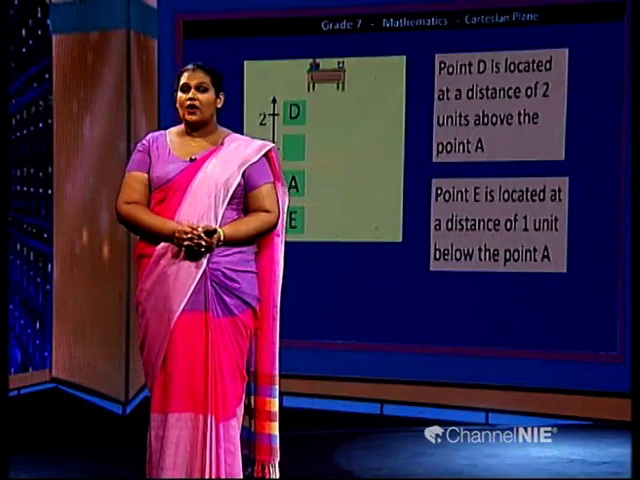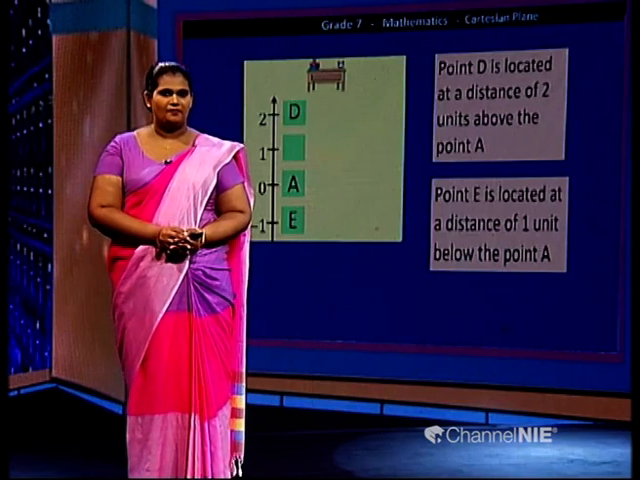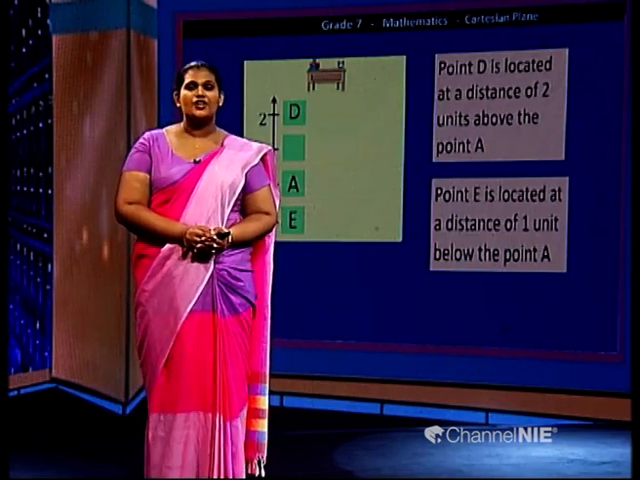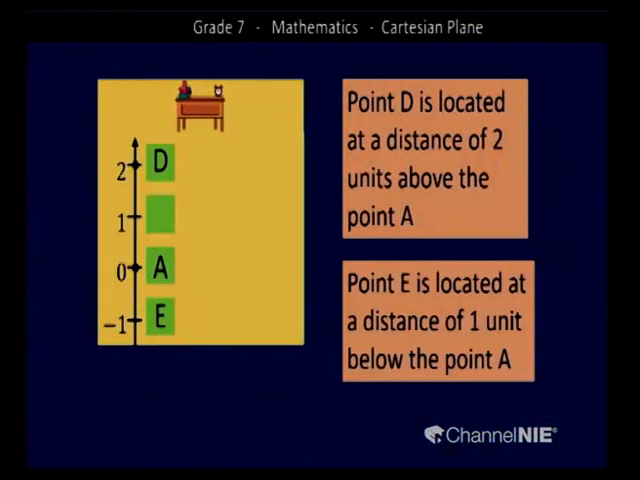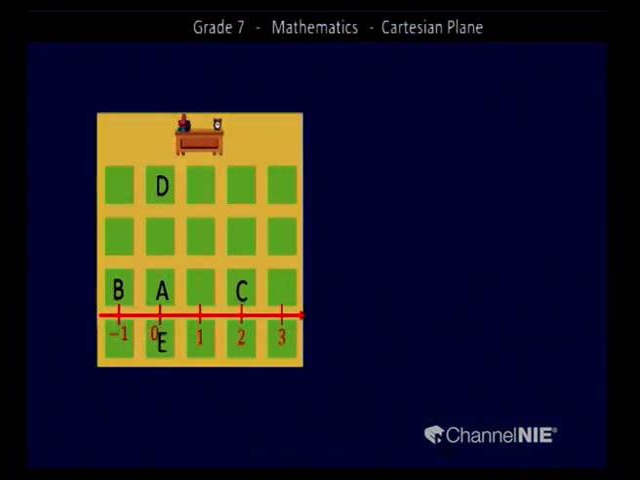Right. Now, we will mark the points A, D and E on this number line. Once again, A is on 0, D is on +2 and E is on -1. Right. Now, we have finished marking points on 2 different number lines. See, point B, point A, point C are on one number line. Point A, point D and point E are on another number line. So, you can observe that point A is marked in 2 number lines.